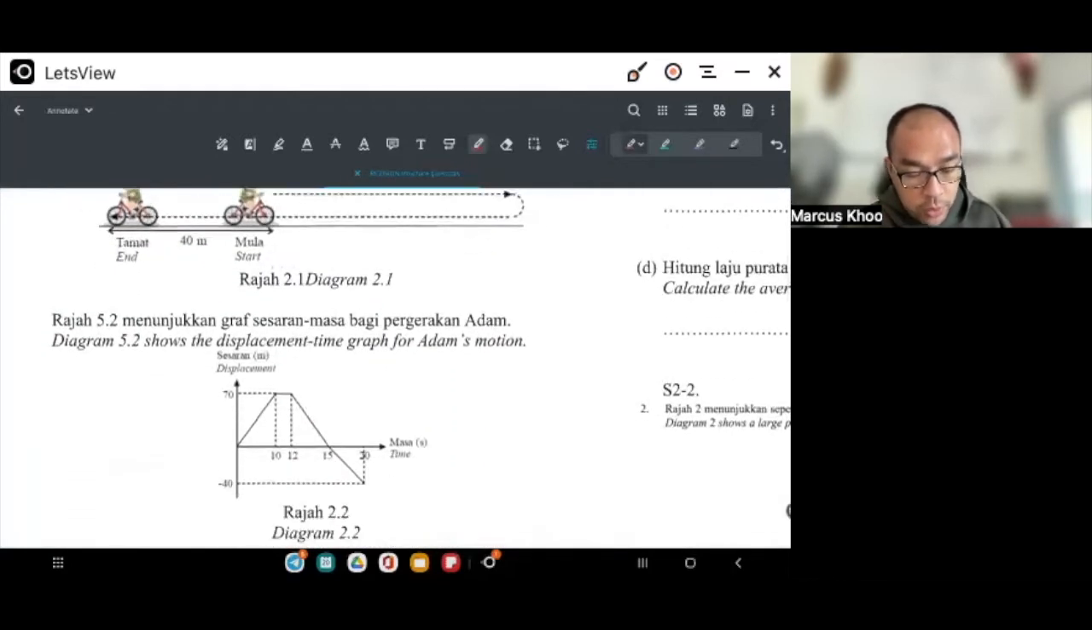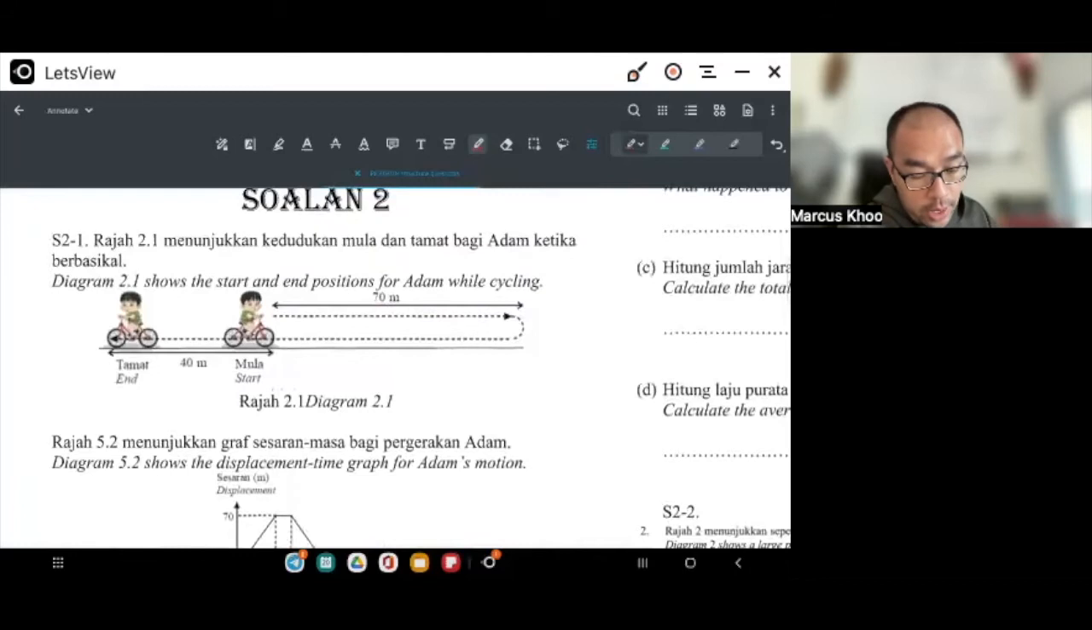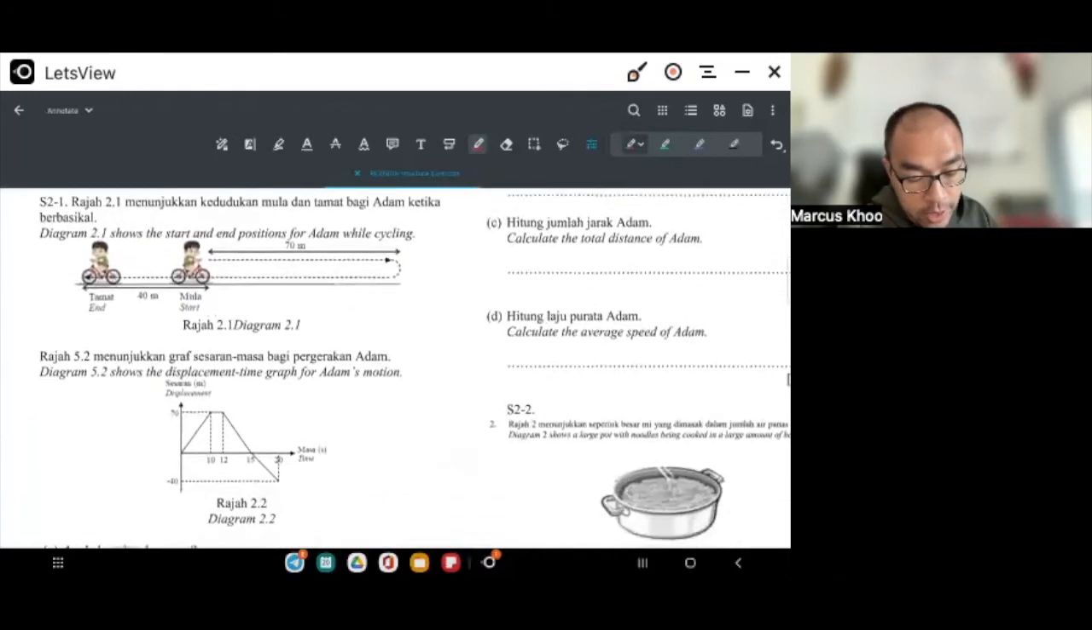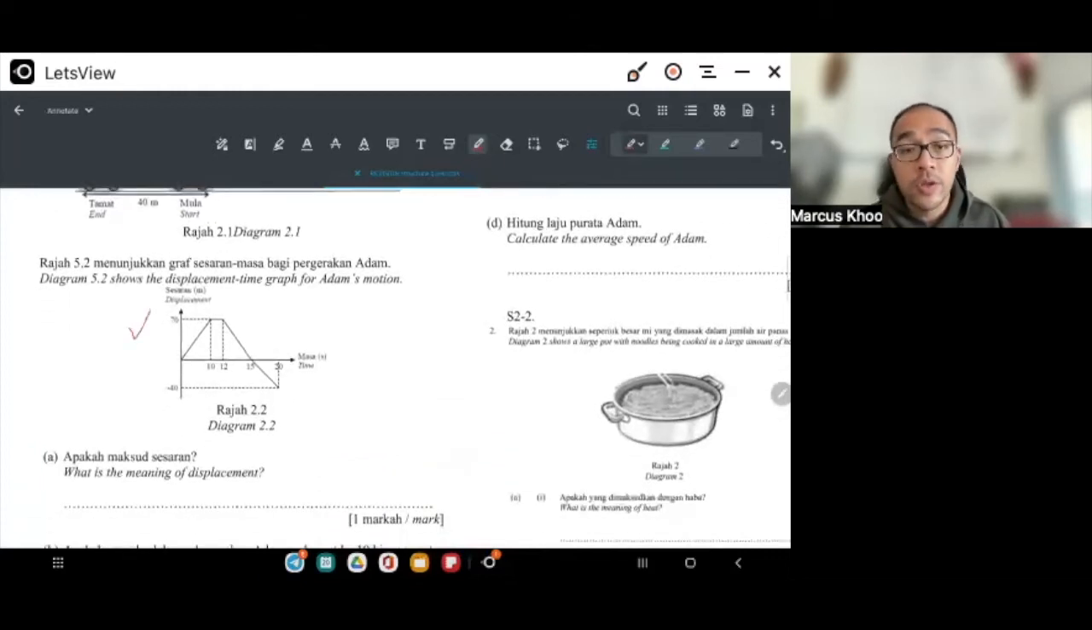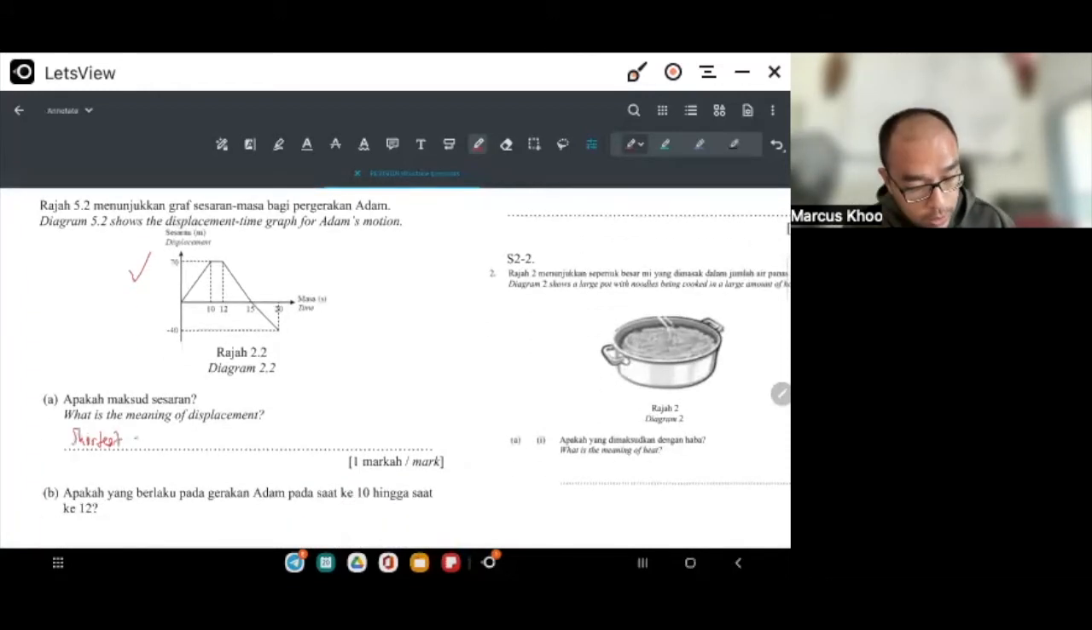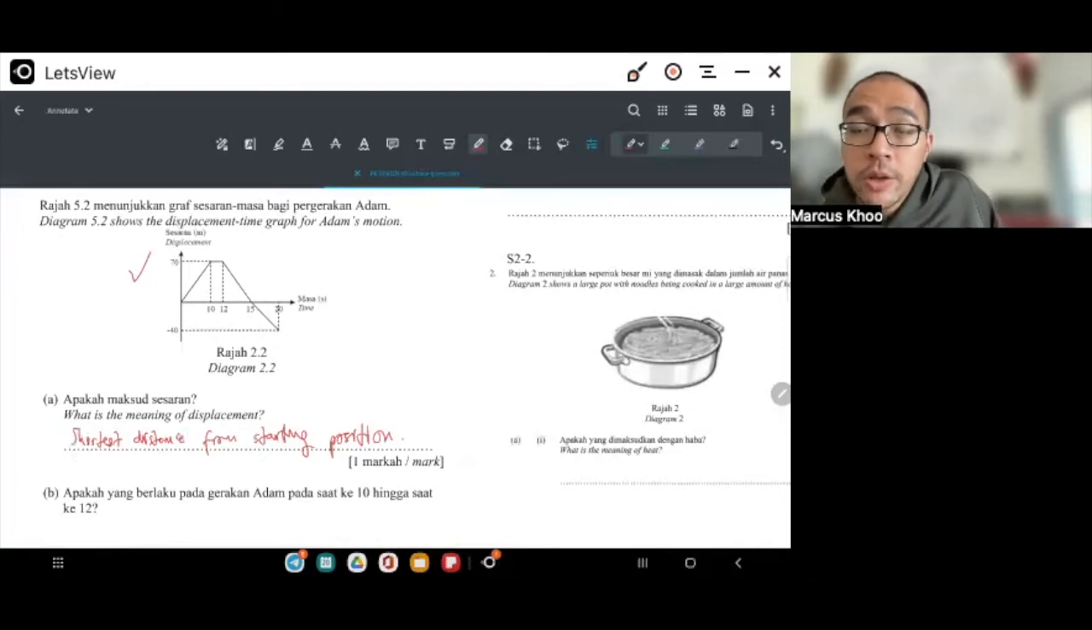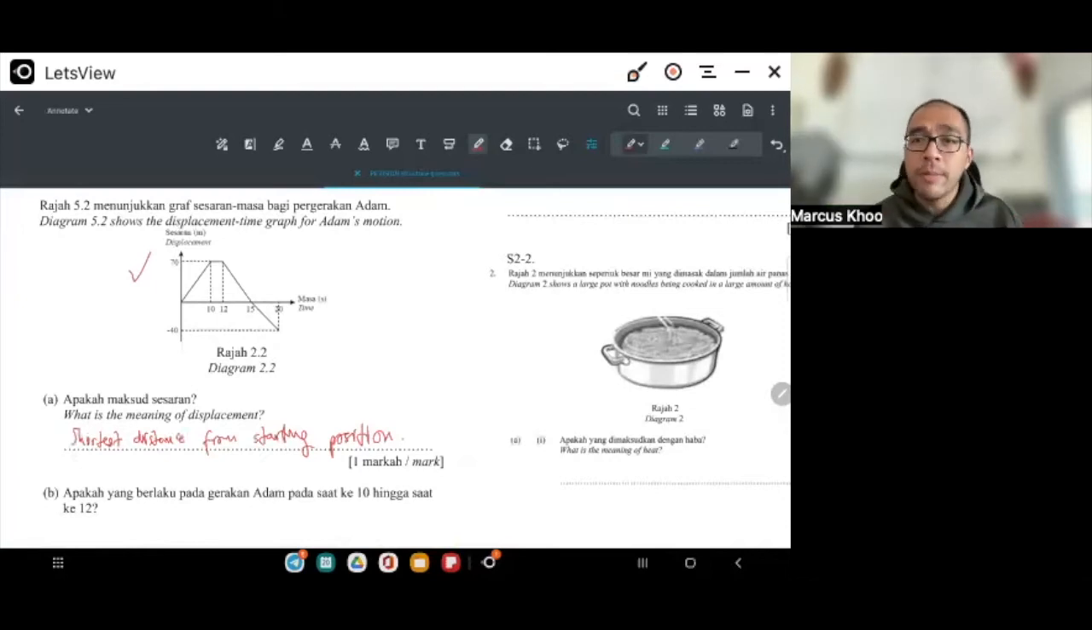Diagram 2.1 shows the start and end positions for Adam while cycling. So Adam goes to the right, U-turns, and then continues on to the left. The displacement-time graph is shown here. So what is the meaning of displacement? The shortest distance from the starting position, or from the original position. There are quite a number of definitions for displacement.